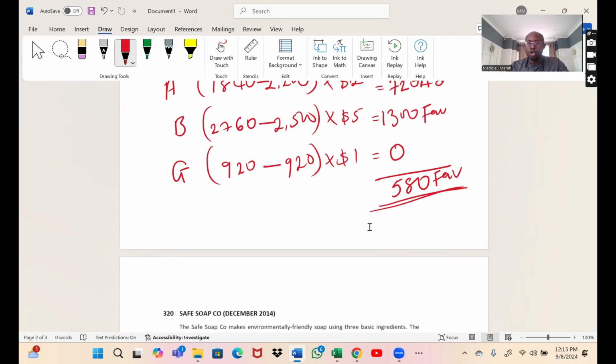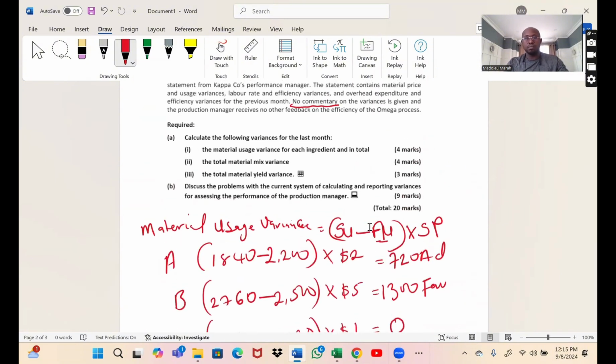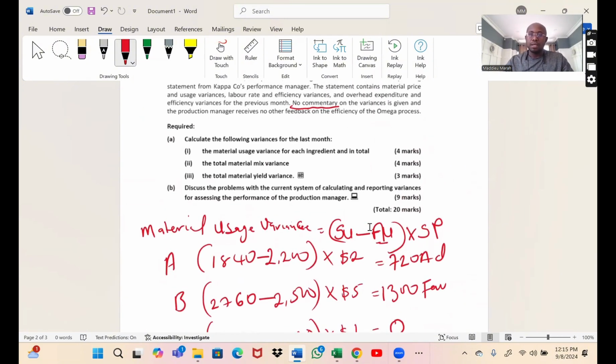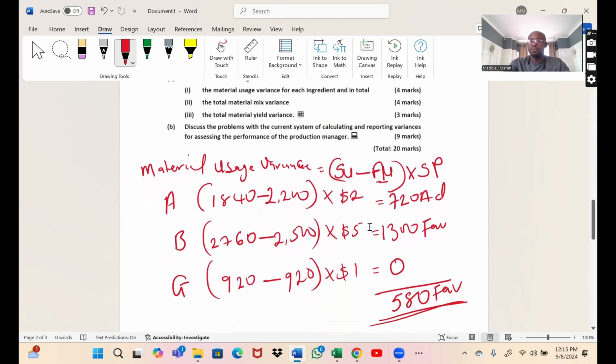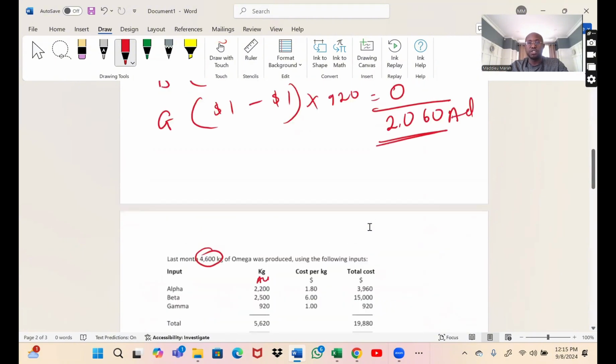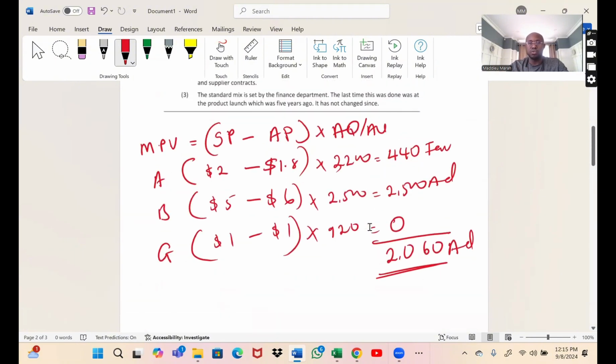Okay, good. So now we are done with 1. The next requirement is the total material mix variance. You can pause the video, copy this formula, copy this as well, and the solution. Then let's move to the next one, material mix and material yield variance.